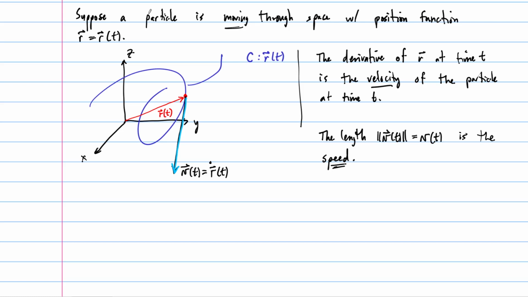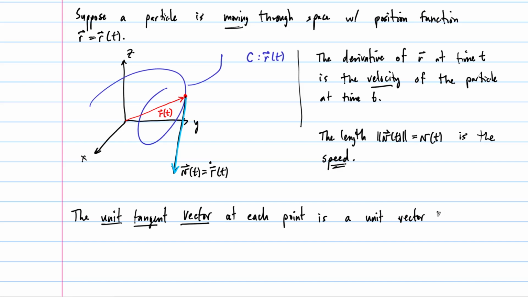That's called the unit tangent vector. So the unit tangent vector, at each point, this is a unit vector that points in the direction of the velocity. We have to say something else before I write down a formula for it.